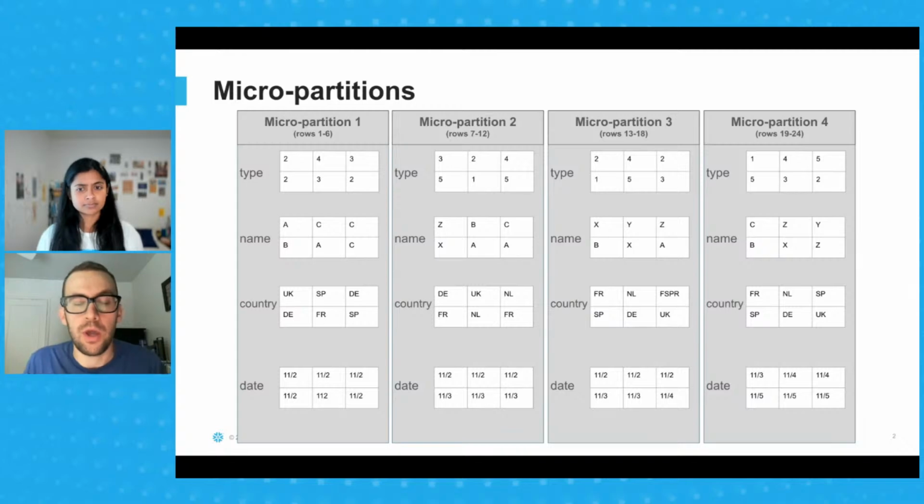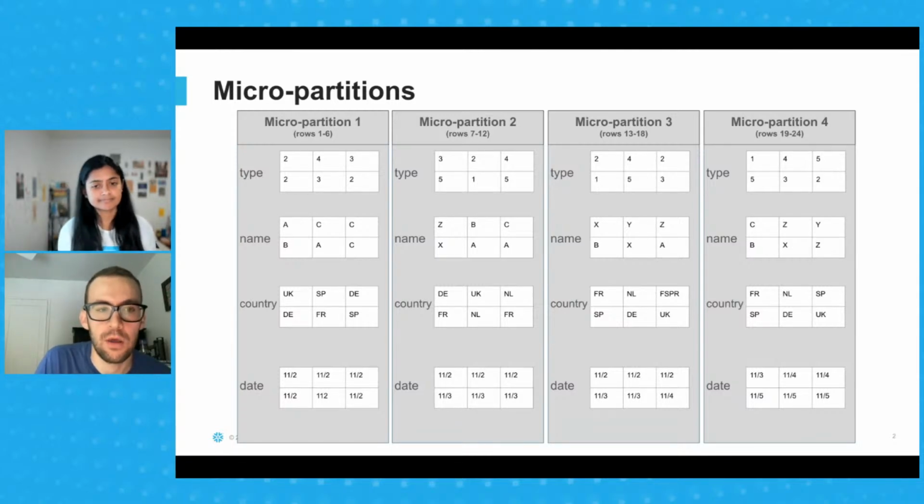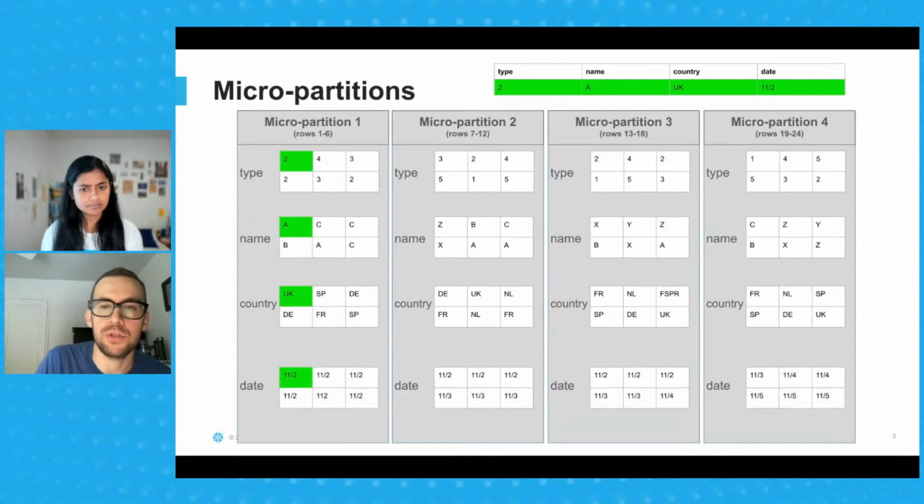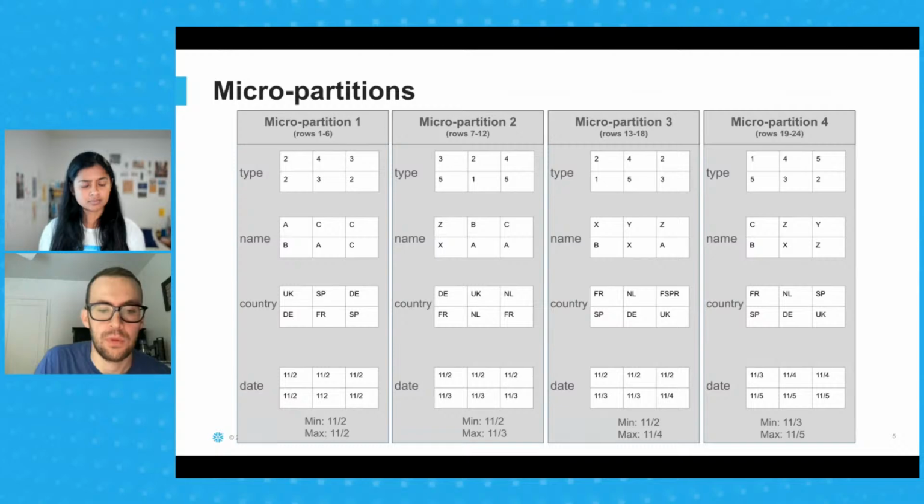Again, the way clustering works is it helps you improve query performance by optimizing how your data is ordered across your micropartitions. In this particular table, we only have 4 micropartitions, but of course, typical Snowflake tables would have many more than 4. We can take each of the rows in our table and store it on a micropartition. So this row, for instance, would be stored within micropartition 1. This would be stored within micropartition 2, and so on.